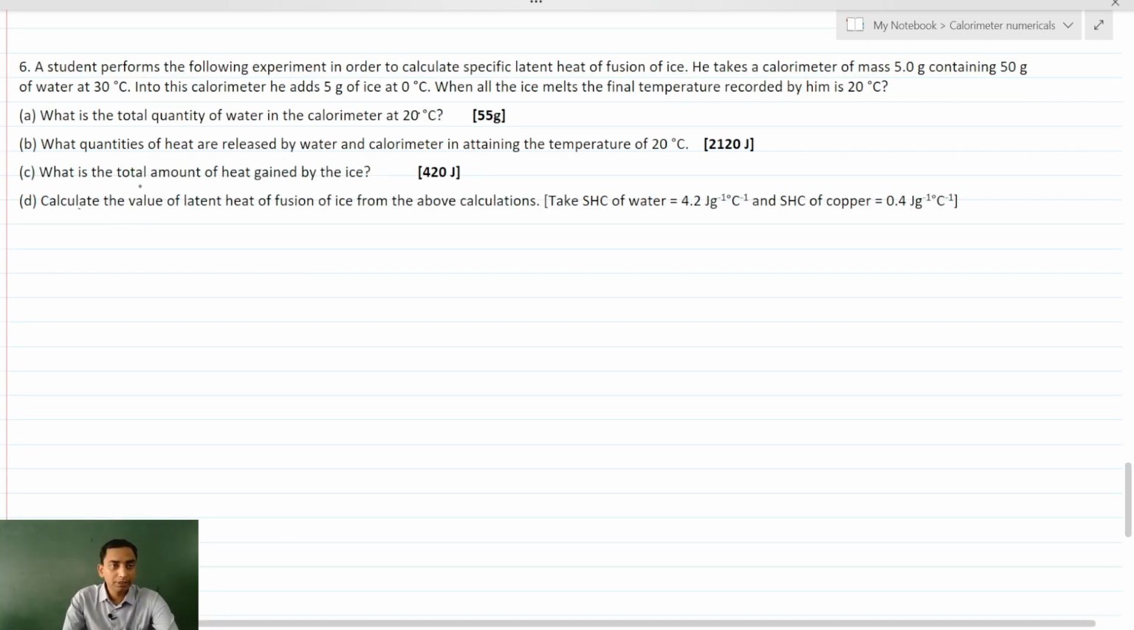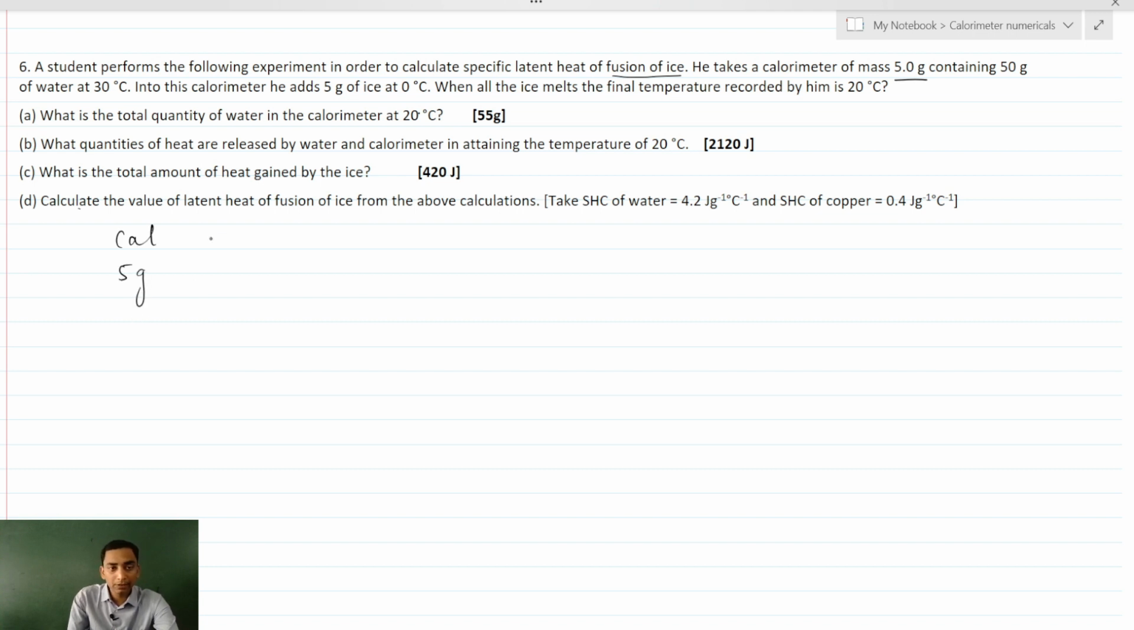Okay, so now let's see another problem. Here it is being said to find out the latent heat of fusion of ice, and we have a calorimeter whose mass is given as 5 grams, and it contains 50 grams of water. The temperature of both of them initially was 30 degrees Celsius. Now we are going to add some quantity of ice into it, that is 5 grams, and it is at 0 degrees Celsius.